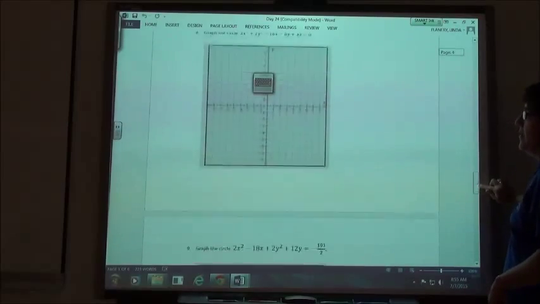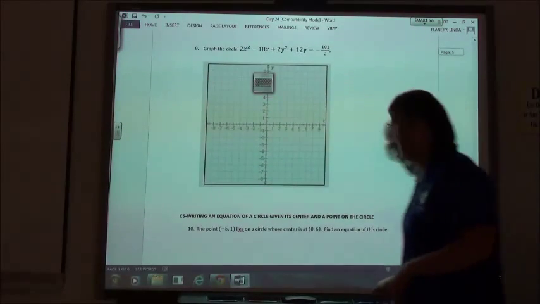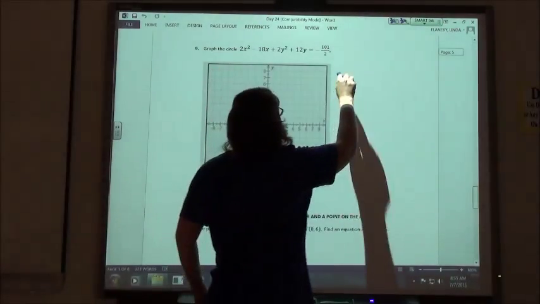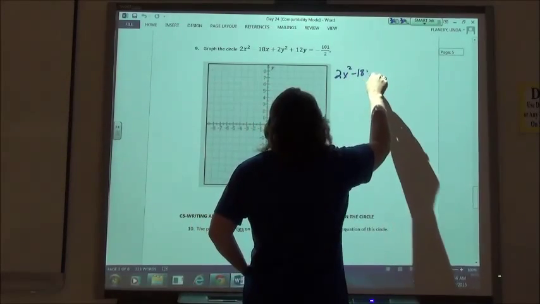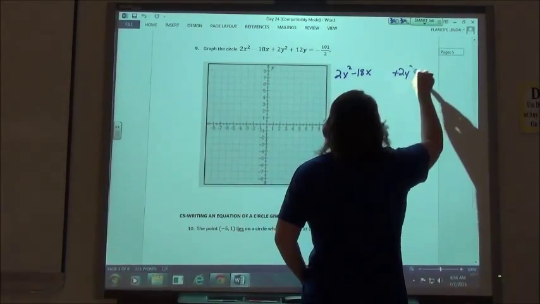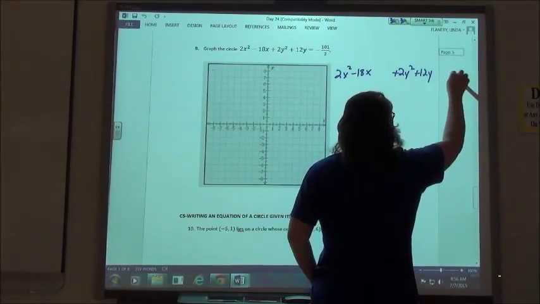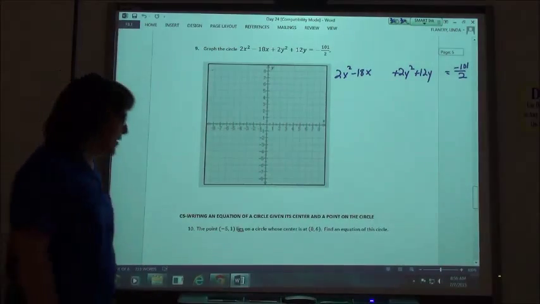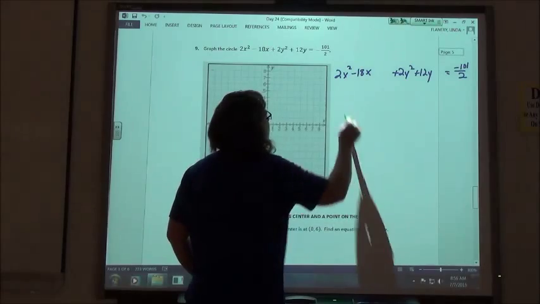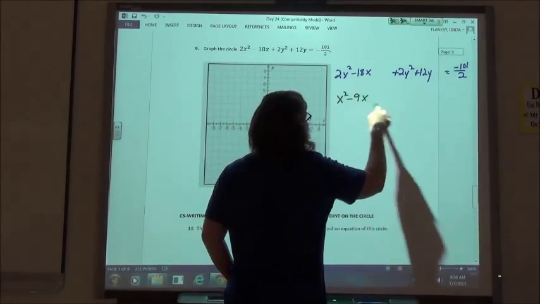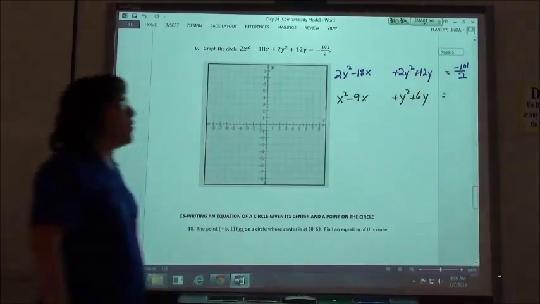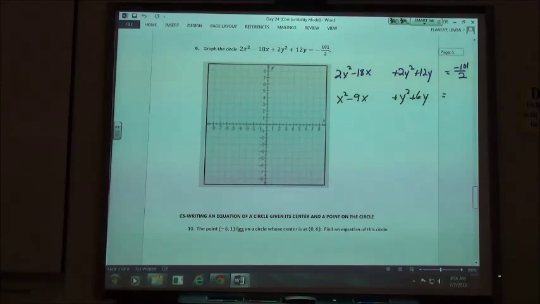And number 9. See, they already throw a crazy fraction in there. So again, I have 2x squared minus 18x plus 2y squared plus 12y equals negative 101 over 2. So when I divide everything by 2, I would get x squared minus 9x plus y squared plus 6y. And when you take negative 101 over 2 divided by 2, it's like multiplying by a half, right? So you get negative 101 over 4.